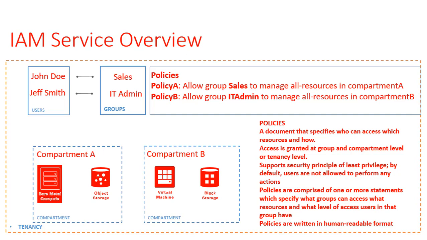It supports the security principle of least privilege. So by default, users are not allowed to perform any actions. Policies are comprised of one or more statements which specify what groups can access what resources and what level of access users in that group have. Policies are written in a human readable format, like we discussed: allow group sales to manage all resources in compartment A.